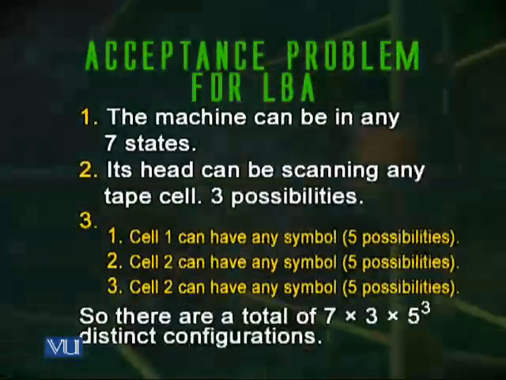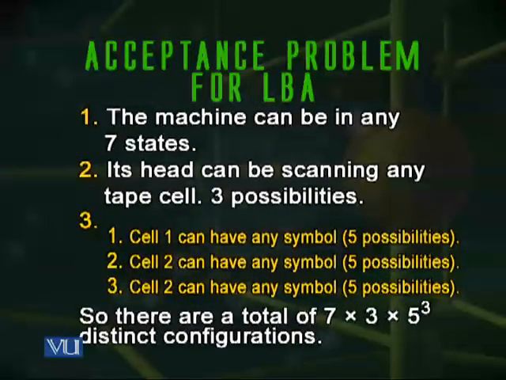Actually, we can specify the number of distinct configurations with this simple formula. This particular machine can be in 7 states. So to specify a configuration, you have to tell me a state. There are 7 possibilities for it. Then you have to tell me which cell the head is scanning. Those are 3 possibilities. So you can give me its head position by writing down the cell number. And then for the first cell, there can be 5 possible symbols in it. Same for the second and same for the third. So the total number of configurations that this linear bounded automata can have is 7 times 3 times 5 cubed.